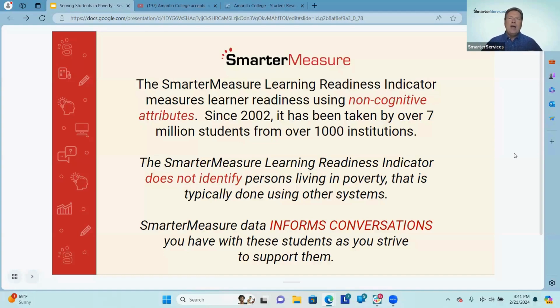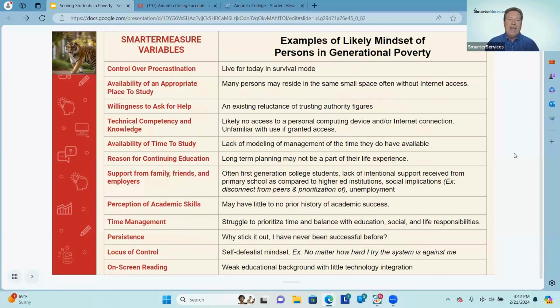But what it's measuring are non-cognitive attributes about the student. That's their levels of motivation, their control over procrastination, willingness to ask for help, locus of control, time management, availability of computing resources, skills with using computer sources, skills with reading on screen, all of those things. That's not how smart they are, it's who they are and what's going on in their life, right? So SmarterMeasure is measuring those things about the student. SmarterMeasure is not identifying students living in generational poverty, but you can use the data from it to inform and to enrich conversations that your advisors, your first year experience people, your faculty members are having.